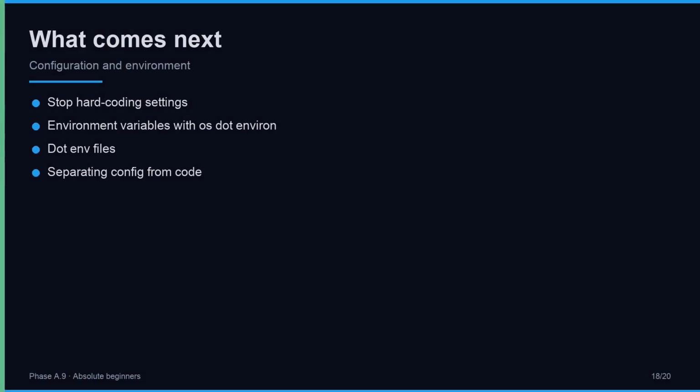Next lesson we separate configuration from code. Real programs read settings from outside: API keys, file paths, feature flags. We start with os.environ, the dictionary of environment variables. Then we meet the .env pattern, where you keep settings in a file that is never committed to Git. After that we pull everything together in a capstone lesson, a small command line tool built from modules with logging and configuration. Configuration comes next.